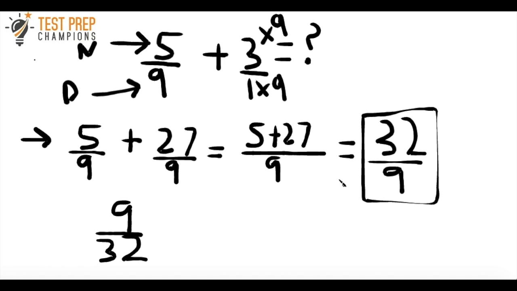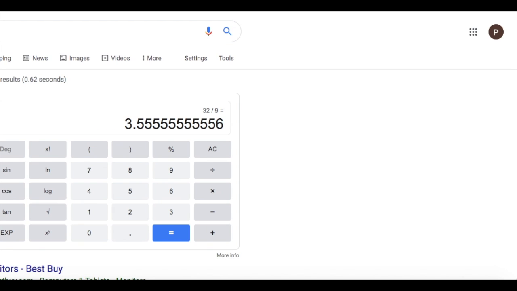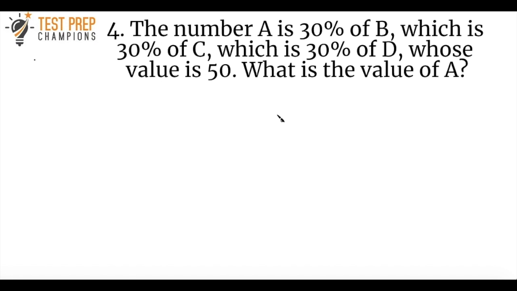You could also turn this into a decimal. If you did 32 divided by 9 in your calculator, you would get a decimal answer. And so let me check that out here. So we would do 32 divided by 9. And if you did it that way, yeah, you would have 3.555. That would be the decimal. So if that's the answer that you got, then that is also correct.